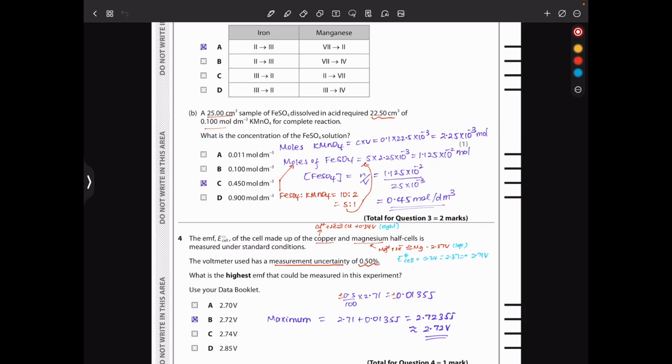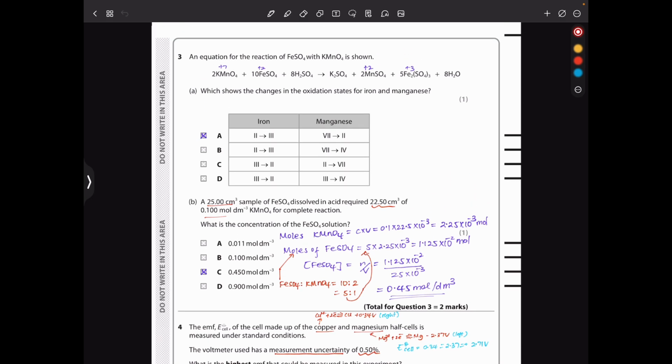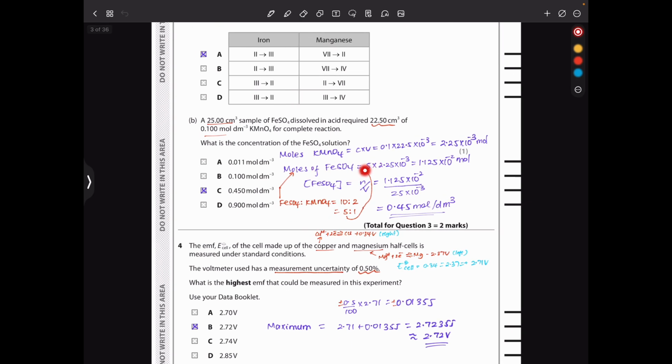Then when we go back here, if I know the moles of this, the ratio is 2 to 10, which is basically 1 to 5. So to get the moles of this, I multiply the moles here by 5, meaning moles of iron sulfate should be 5 times the moles of potassium manganate 7, giving us that. And then finally, the concentration of iron sulfate should be number of moles divided by the volume. Remember that volume is 25, so the answer is 0.45 mole per decimeter cubed, and so C is the answer.